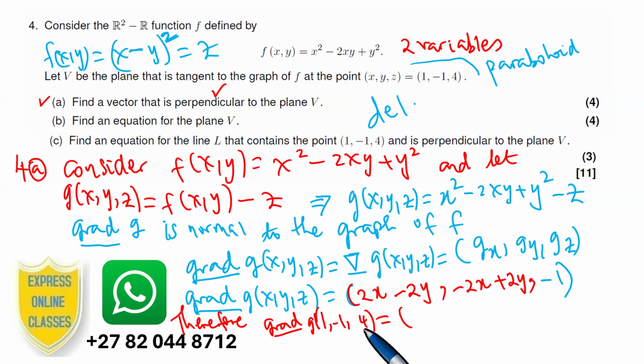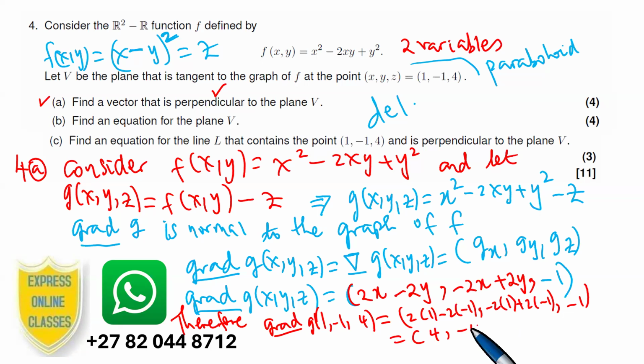So you put, it's going to be 2. x is 1, y is minus 1. So that this in the end becomes 2 plus 2, which is 4. Minus 2 minus 2, which is minus 4. And then minus 1. And this therefore means the gradient, the vector that is perpendicular to the plane V, is this one.